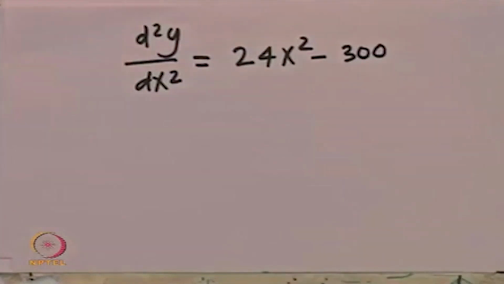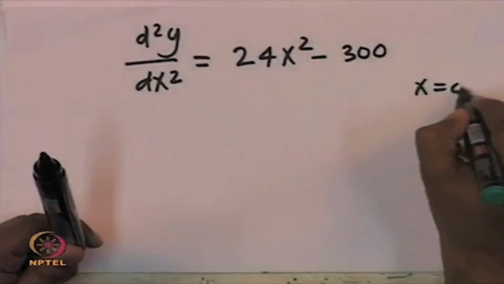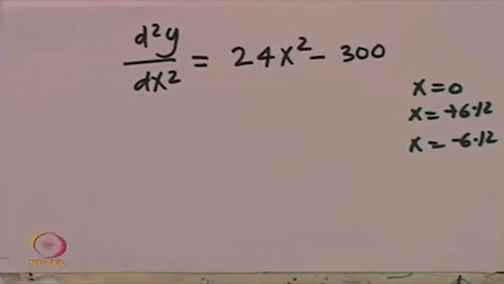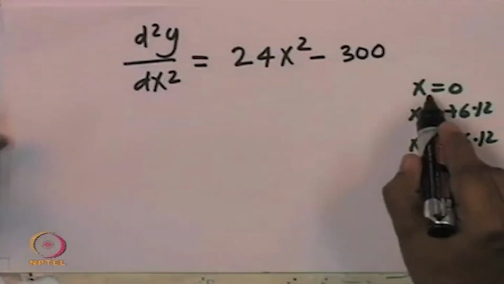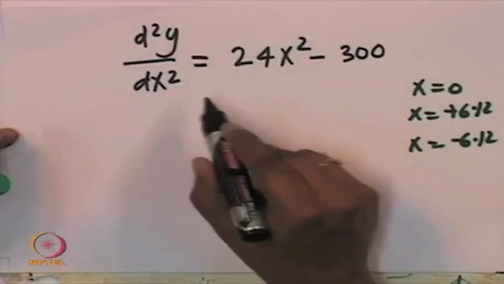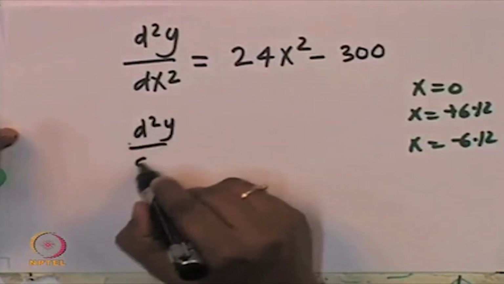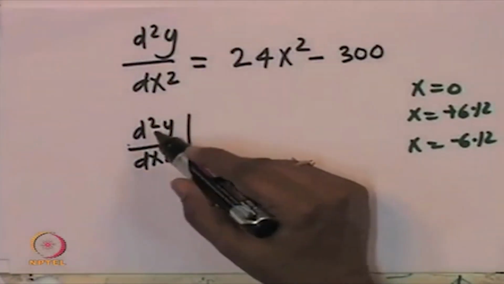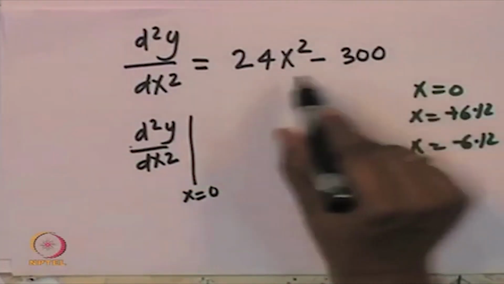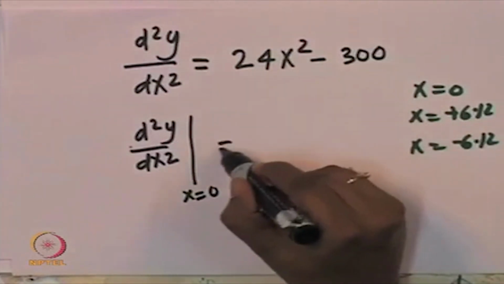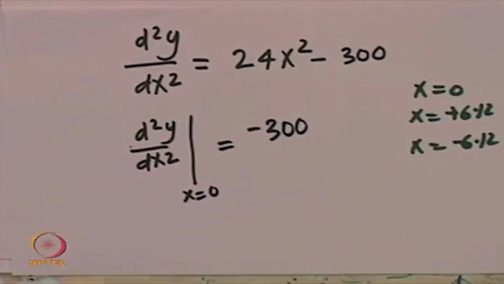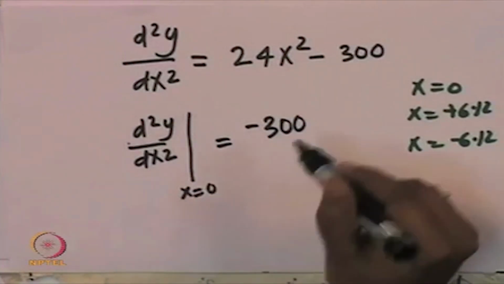Now, the 3 points where you have maximum or minimum are x equal to 0, x equal to plus 6.12, x equal to minus 6.12. Let us first put x equal to 0 here. If you put x equal to 0, what do you get? d square y by dx square evaluated at x equal to 0. You put x equal to 0 in this, you will get 24 into 0 minus 300. So, you have the answer minus 300. This is negative. So, the curvature, the second derivative at x equal to 0, is negative.